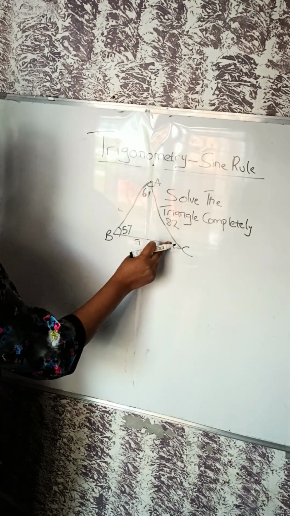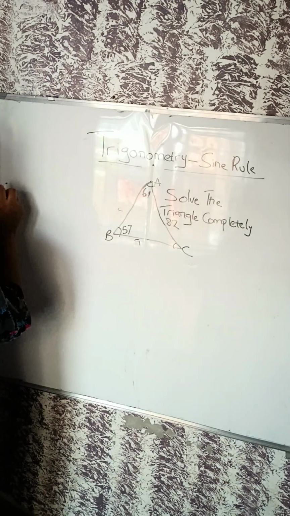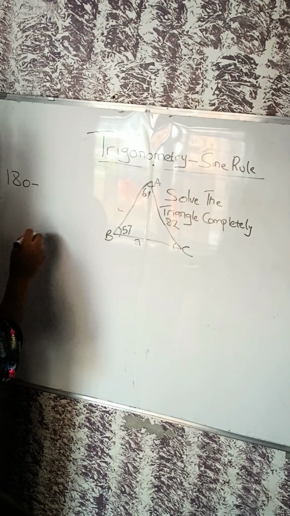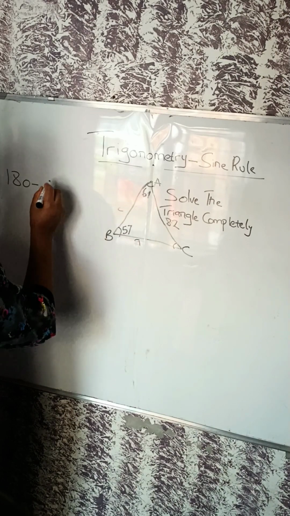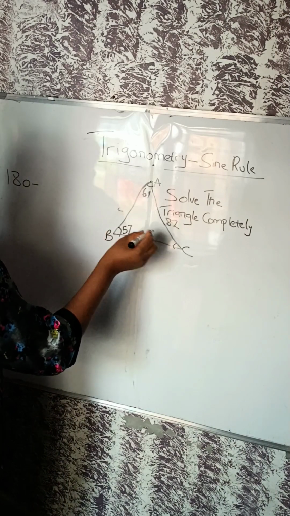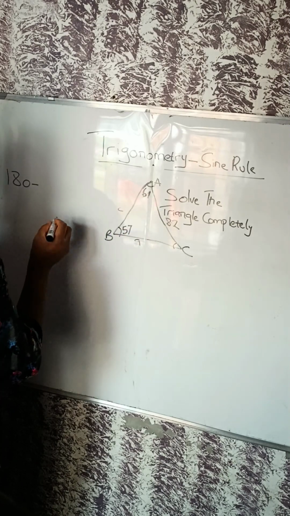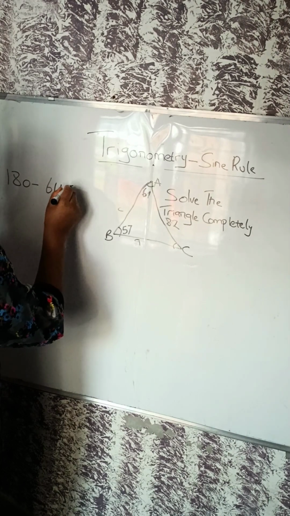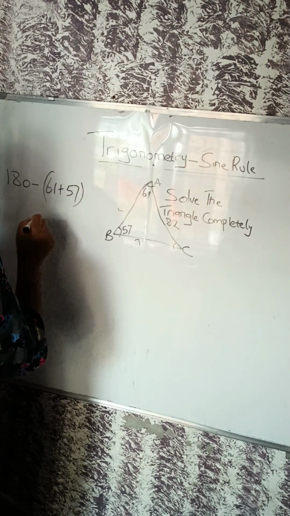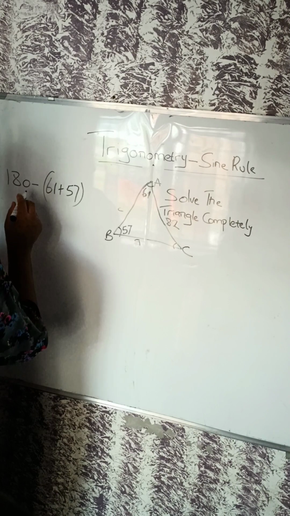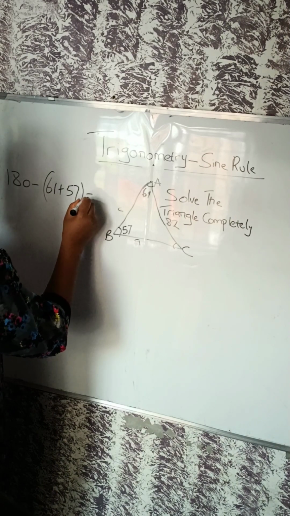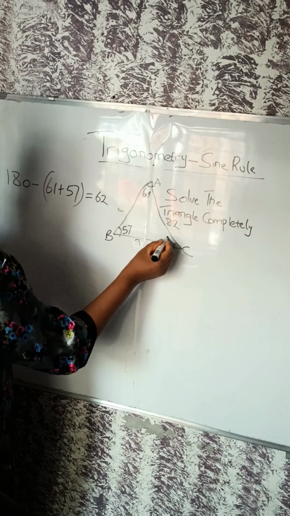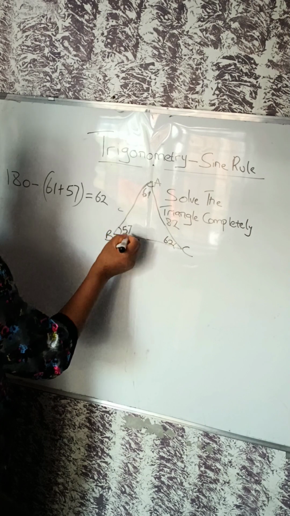What do we do? First, let's get C. This is how to solve that. We say 180 minus (61 plus 57), because the sum of the angles in a triangle is equal to 180. So 180 minus 61 plus 57, 180 minus this will give us 62. So now our C is 62. So now we have all our angles.